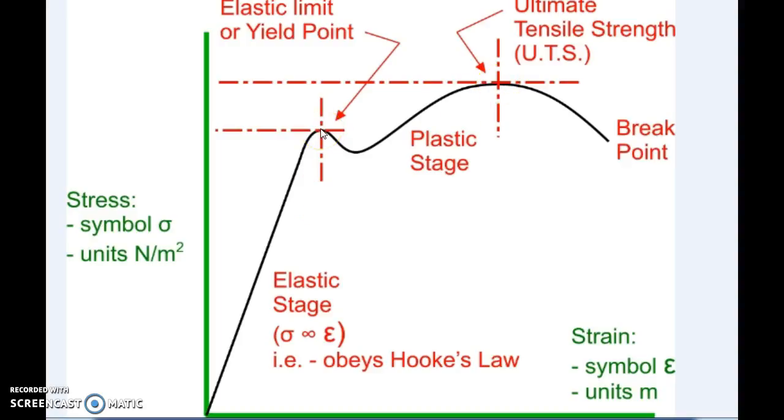This previous point is the yield stress point. The corresponding stress is called yield stress, and the corresponding strain is called yield strain. And this point is the maximum stress one object can take. This corresponding stress is called ultimate stress, and this corresponding strain is called ultimate strain. After this position, if you increase the stress, there will be a break point of the object, meaning failure of the object occurs.